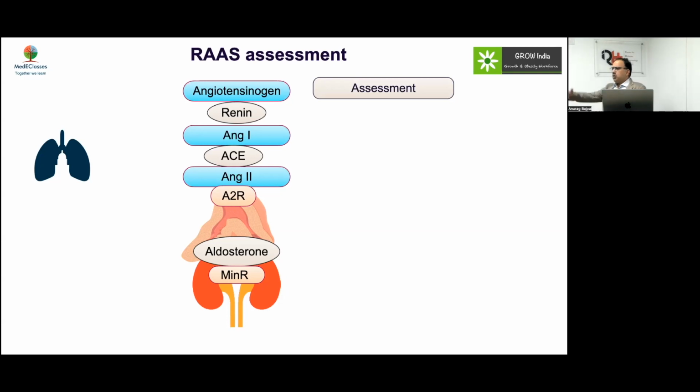So if we talk about the renin-angiotensin-aldosterone system, the assessment can be done at the level of actual measurement of renin, which is a direct renin assessment, or a plasma renin activity. Now, direct renin is basically an immunoassay. Plasma renin activity is actually a bioassay. So we need to be careful when we differentiate.